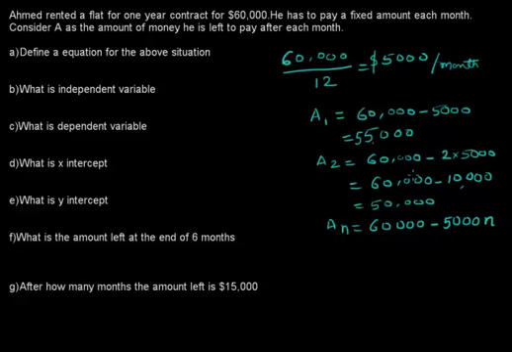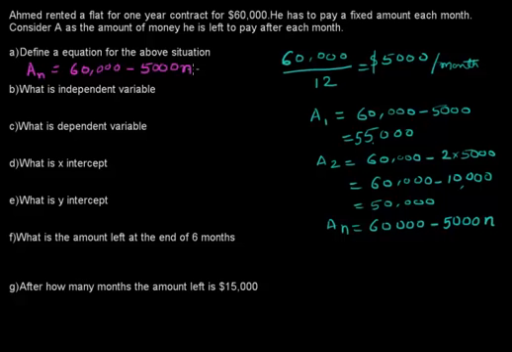So based on this situation, we have to answer these questions. Define an equation for the above situation. So this is the required equation. We can write it as A_n equals 60,000 minus 5,000 times n.